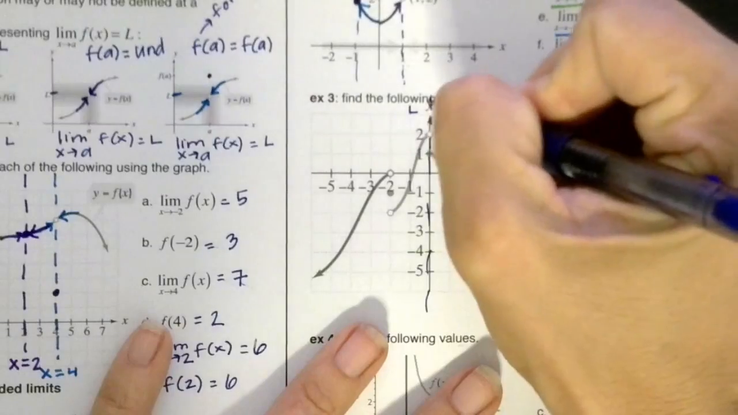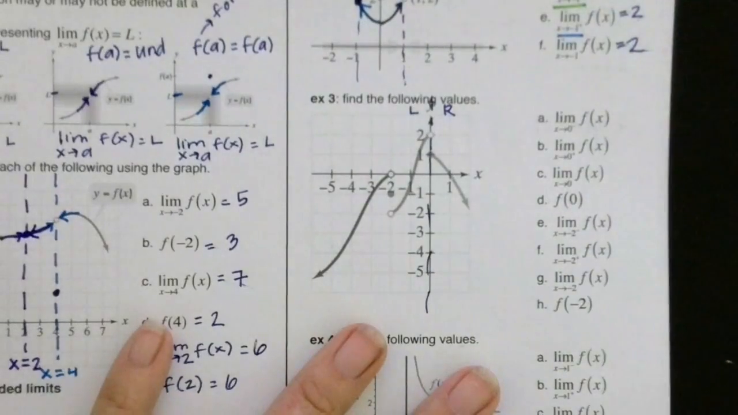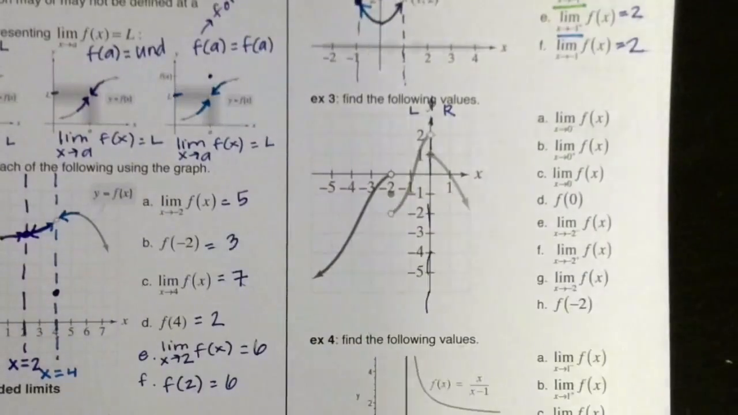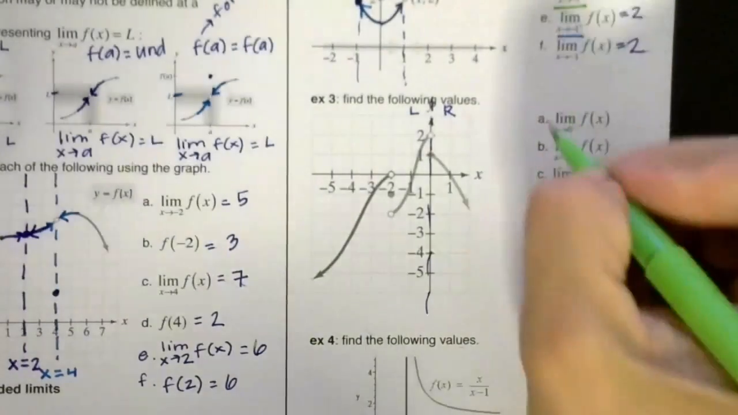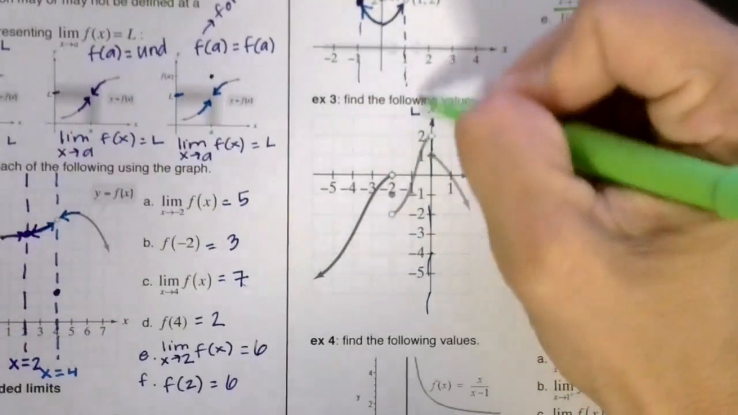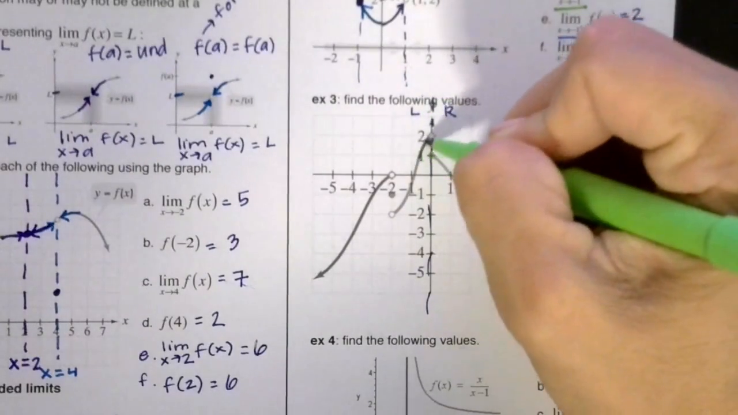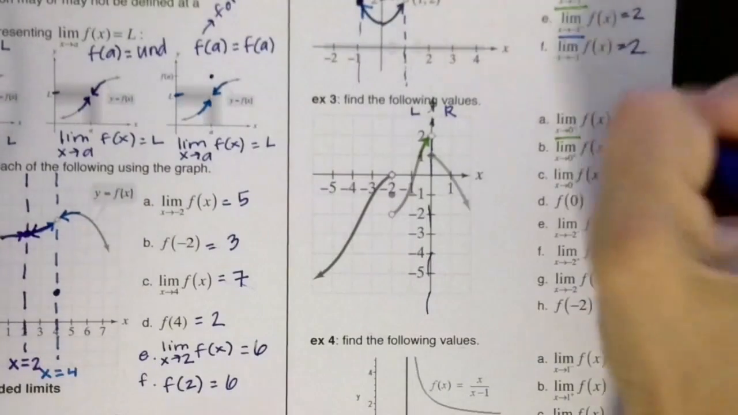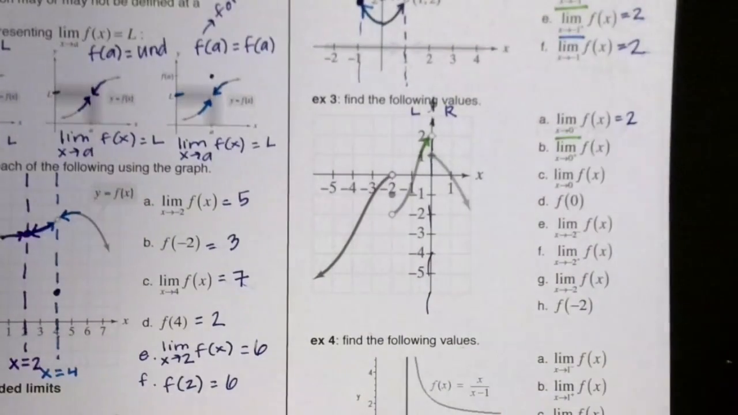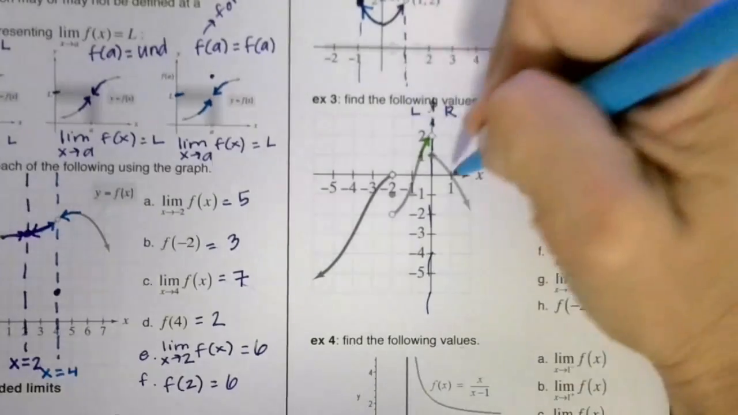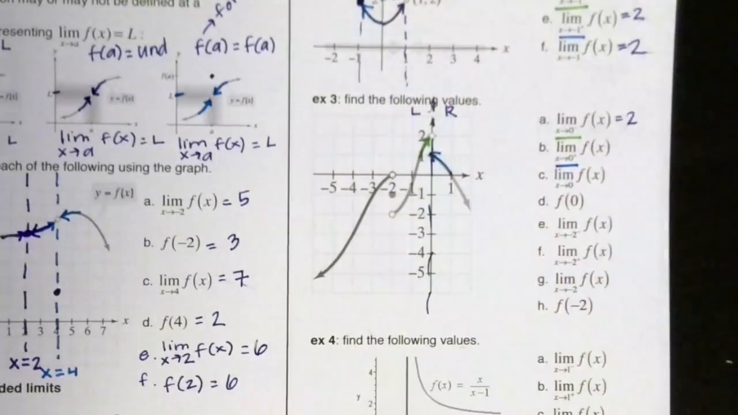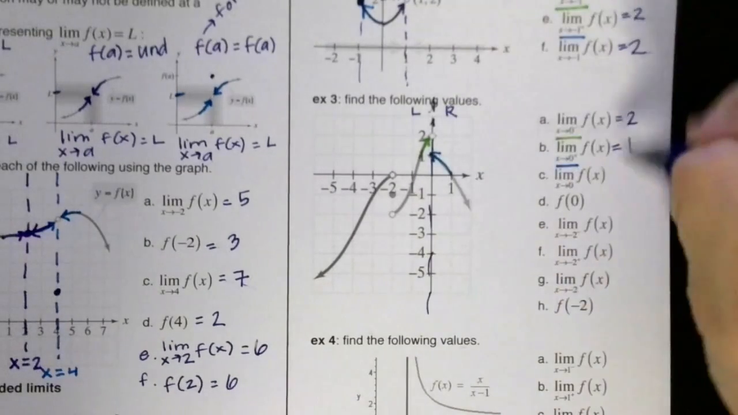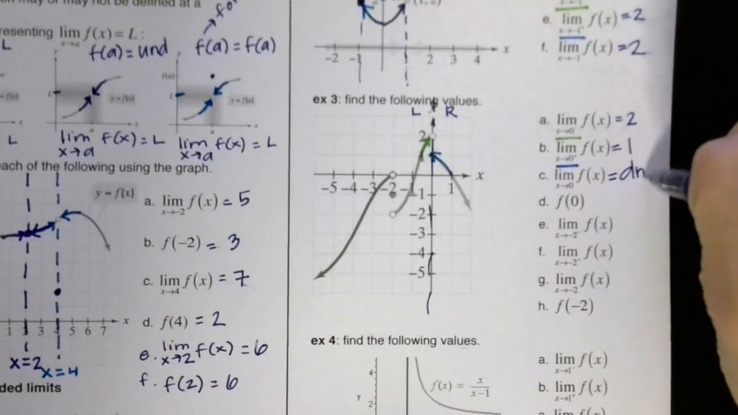Until you get really good at these, I would always encourage you to draw a left side and a right side. So at 0, we are coming in from the left. When I come in from the left, that's this side, I'm going to come up and my intended height is 2. And when I come in from the right, my intended height is 1. So at 0, because there's a discontinuity, the limit does not exist.